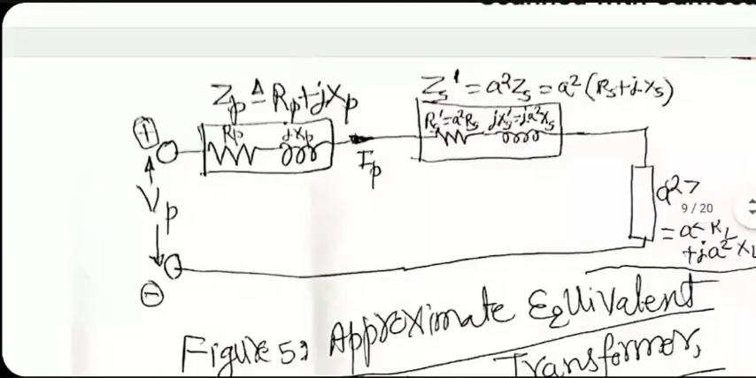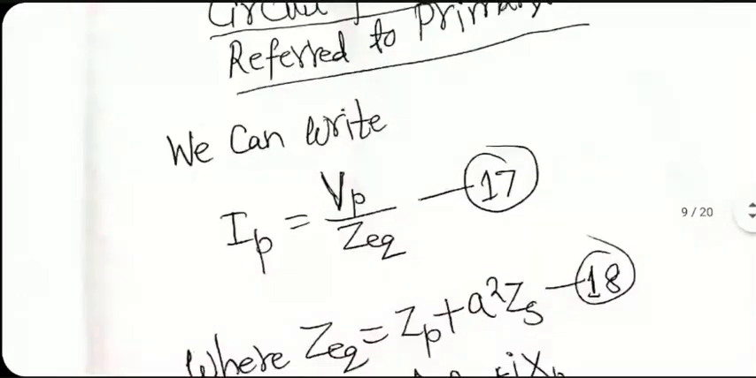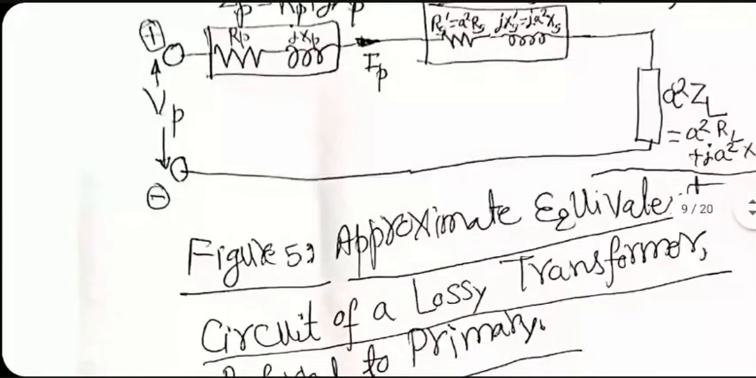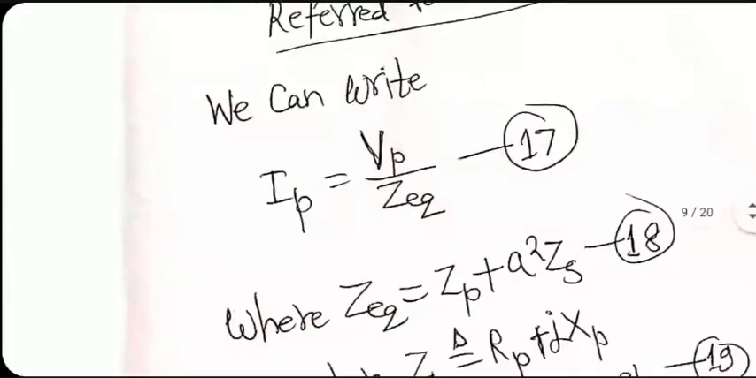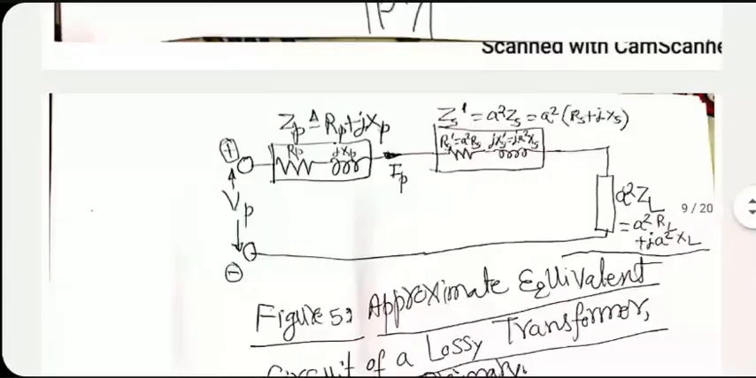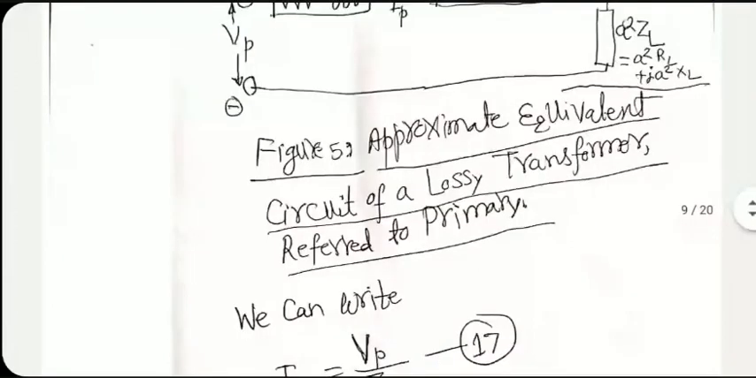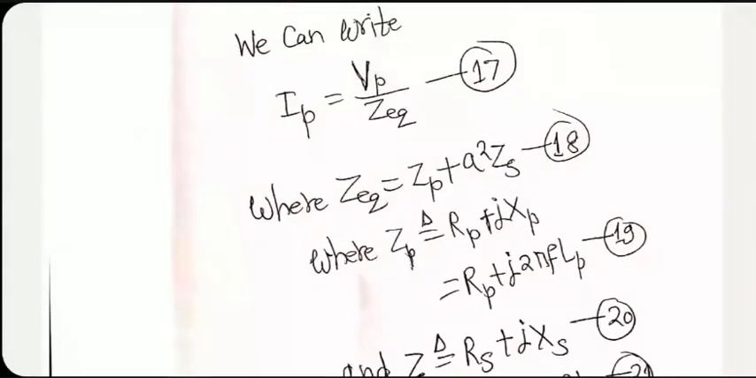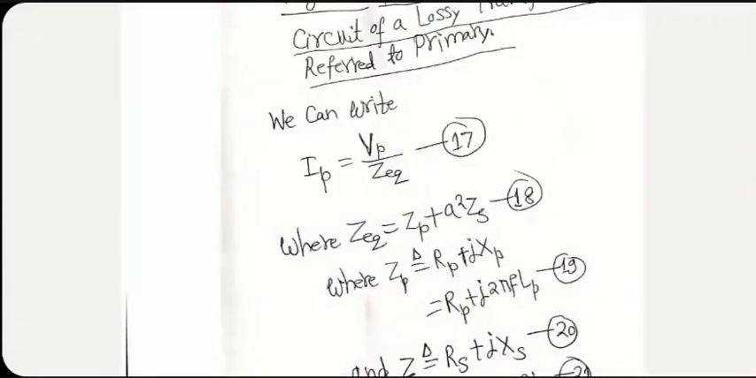There is a mistake in equation 17. It should be Vp divided by Z equivalent plus A square ZL. I'll correct it when I send you the document. Z equivalent is the value of Zp plus A square Zs. We'll be doing numerical problems soon. You don't have to remember any of these equations. They are essentially all using basic circuit theory, Ohm's law, Kirchhoff's law.